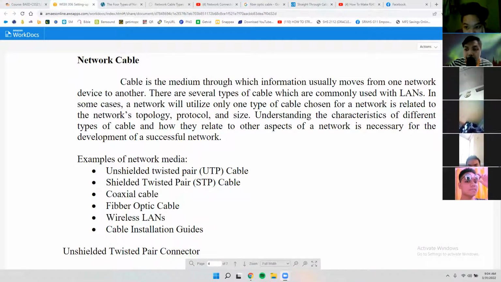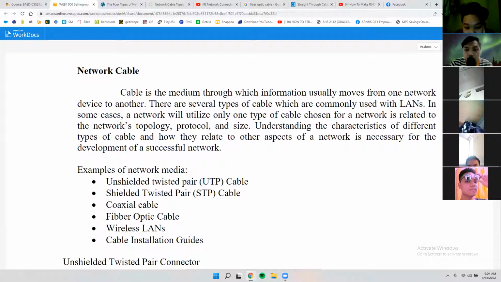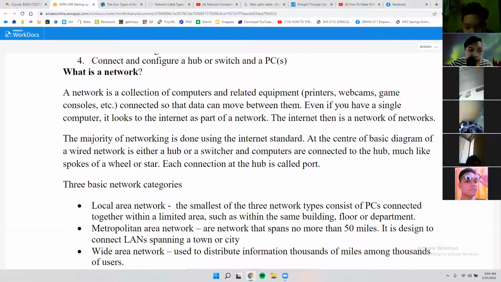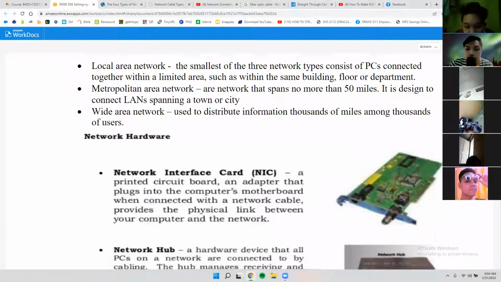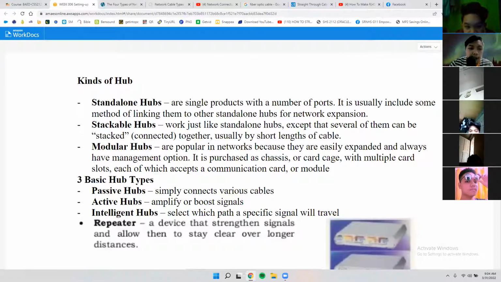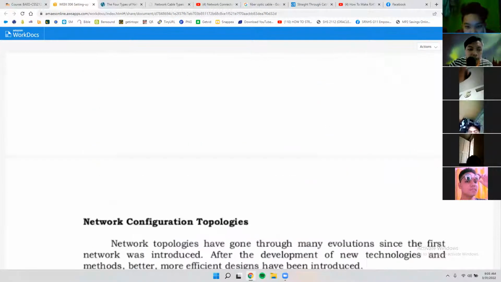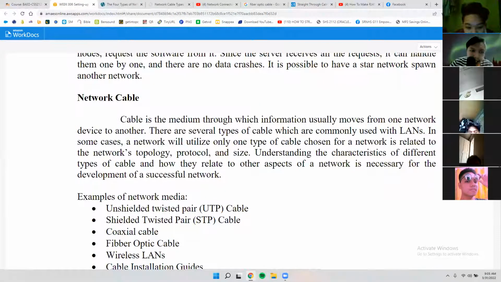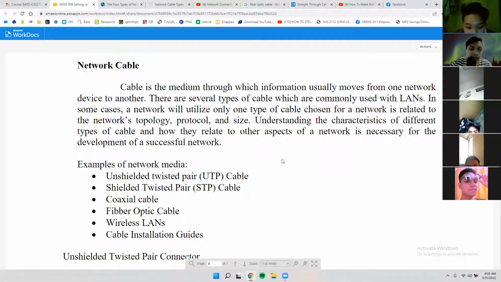Kasi di ba yung pinag-discuss natin na nakaraan, topology, okay? What is network? And then, ano ba yung mga hardware devices that it uses for the network, okay? So, connection, ano pa ba? Mga type ng topology. Yan, diniscuss natin. Ngayon, we're going to the cable. So, network cable ito, okay?